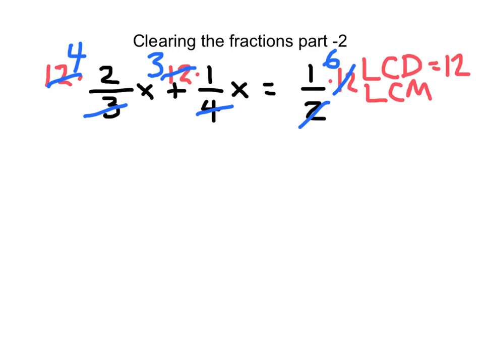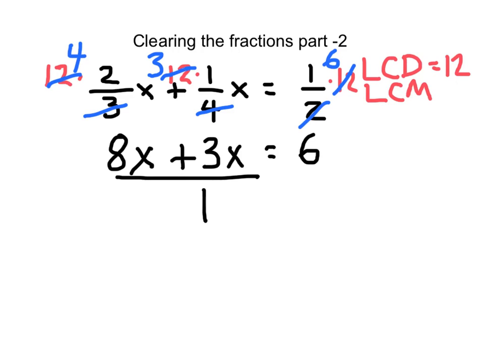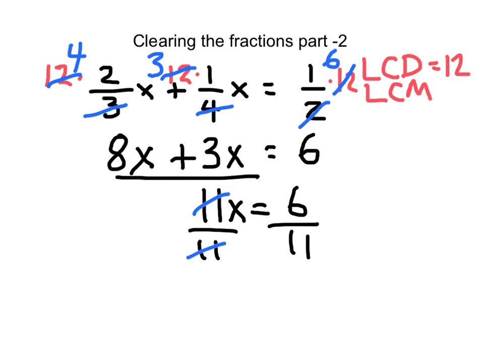So let's rewrite the equation, what we get after we cancel our denominators. So 4 times 2x would give me 8x for the first term. 3 times 1x would give me 3x for the next term. And then 1/2 times 12 is 6. Look how much simpler my equation has become. Now I'll combine my like terms. That gives me 11x. And now divide by 11 on each side. So we end up with the answer x equals 6/11.